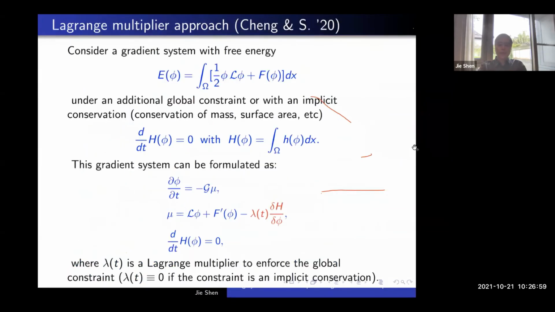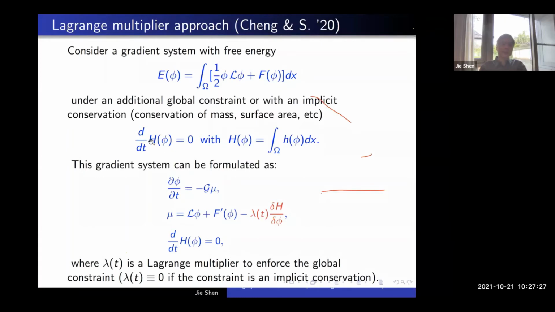So the first one is how to deal with other global constraints. Suppose I have a free energy. Instead of just minimizing the free energy, I also have other constraints. So this is a constrained optimization. For the sake of simplicity, I consider one constraint first. We can deal with many constraints.